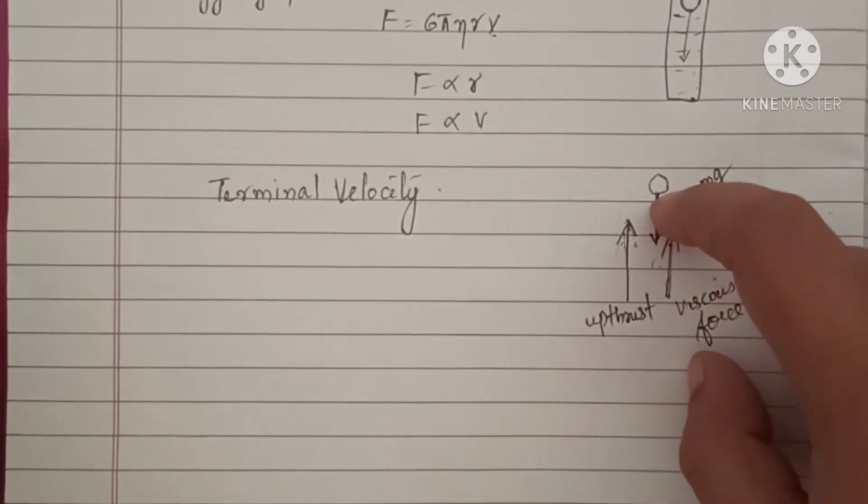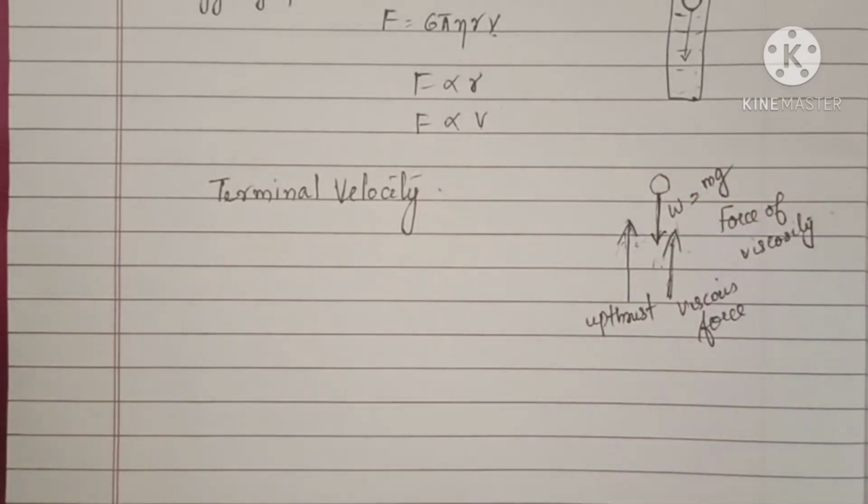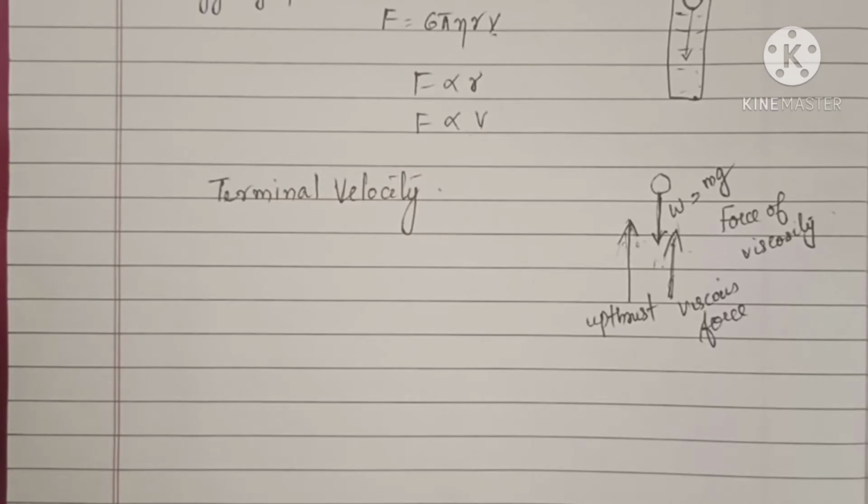Understood? In such a case, what will happen? The body begins to fall with a constant velocity. That means acceleration becomes zero. If it is having a constant velocity, it means acceleration is zero. So the body begins to fall with a constant velocity, and that maximum constant velocity acquired by a body while falling through a viscous fluid is called its terminal velocity.